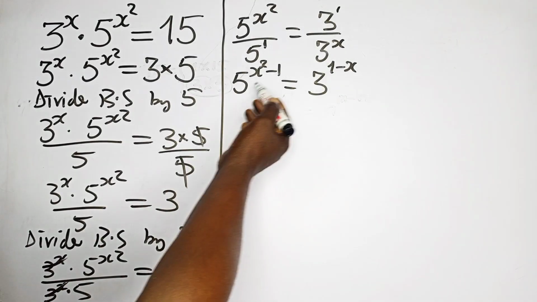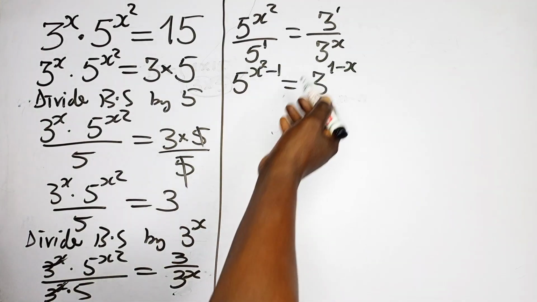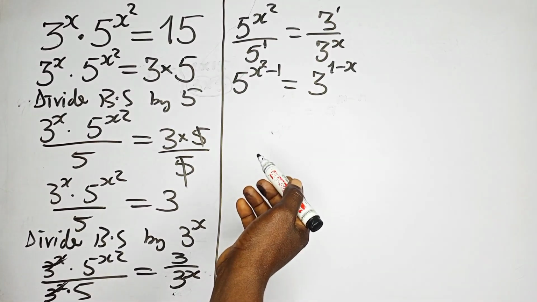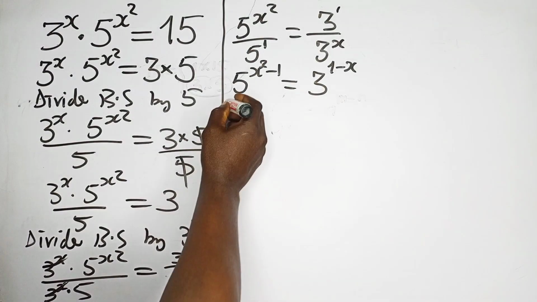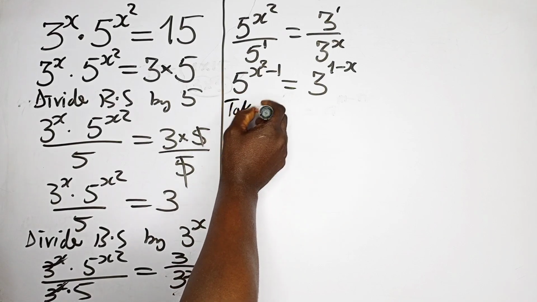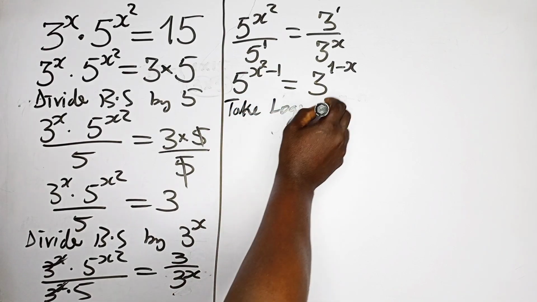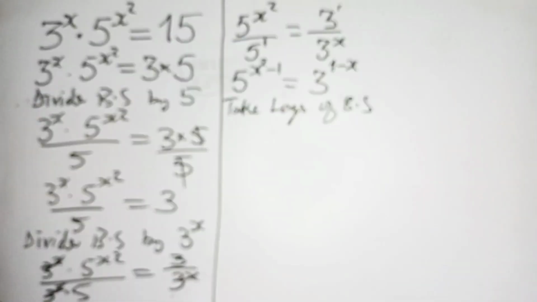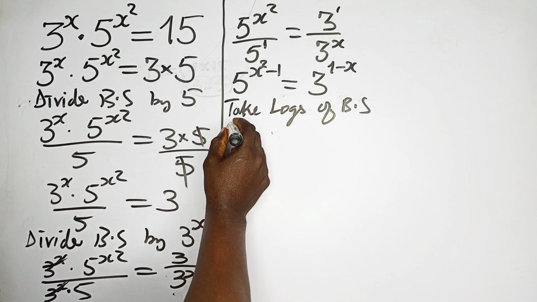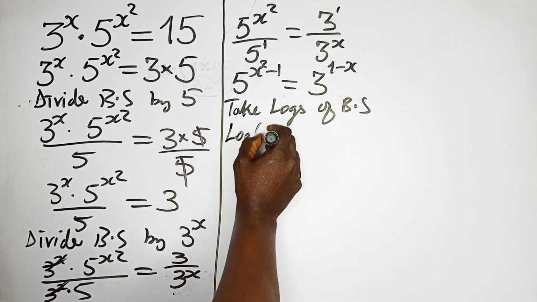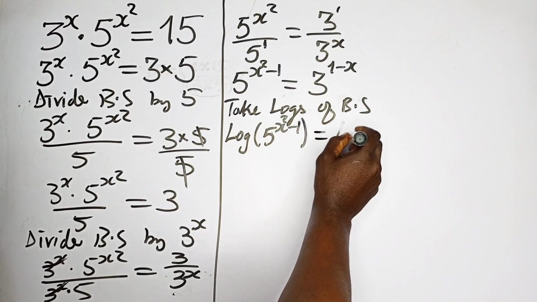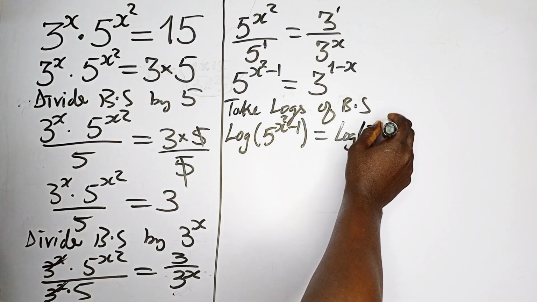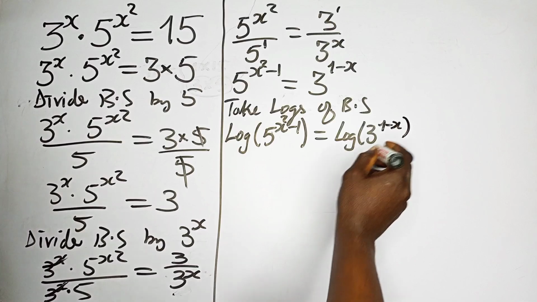Remember, we're asked to solve for x. x is found at the powers. There is a mathematical tool that will enable us to bring down powers. That tool is called logarithm. So we take logarithms of both sides. Log of 5 to the x squared minus 1 is equal to log of 3 to the 1 minus x.